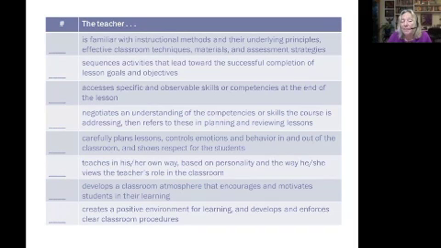Next one, the teacher assesses specific and observable skills or competencies at the end of the lesson. Next one, the teacher negotiates an understanding of the competencies or skills the course is addressing, then refers to these in planning and reviewing lessons. Next one, the teacher carefully plans lessons, controls emotions and behavior in and out of the classroom, and shows respect for the students. The teacher teaches in his or her own way, based on personality and the way she views the teacher's role in the classroom.